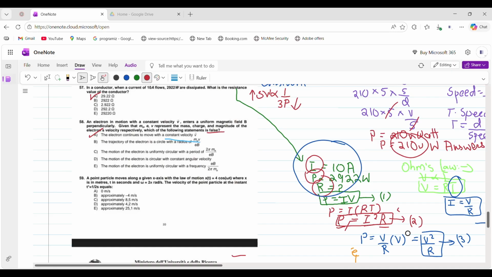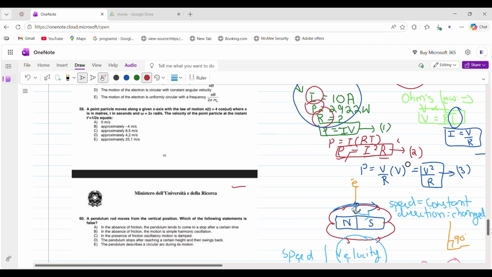Which of the following statements is false? They asked us to find the false statement. So A is the false statement because it would have constant speed but not constant velocity because of the change in the direction of the electron. Okay, I hope it was very simple, not difficult. I tried my best to explain it to you guys, to make you understand with a real life example as well.